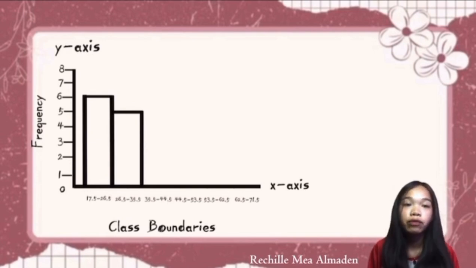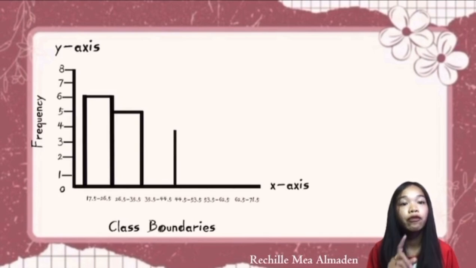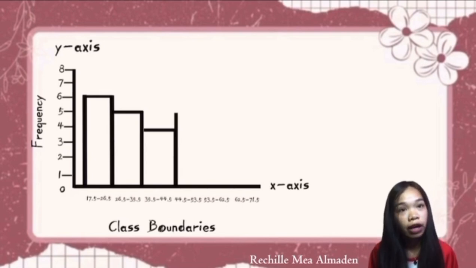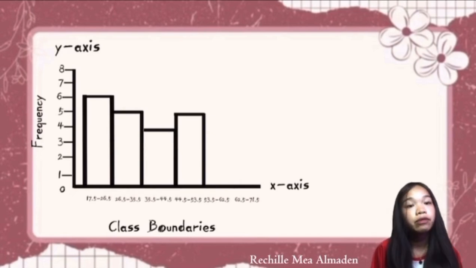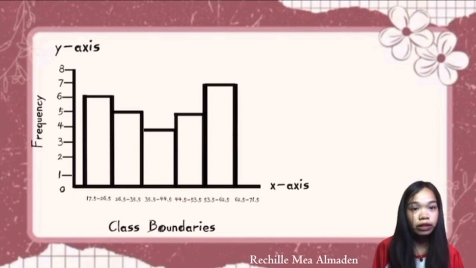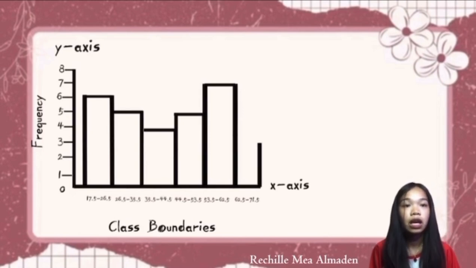So, sa ikatulo is 35.5 to 44.5. So, iyang frequency is 4. So, ikuha na nato siya, i-drawing ang bar. So, ang ikaupat is the 44.5 to 53.5. So, iyang frequency is 5. So, next is 53.5 to 62.5. Ang iyang frequency is 7. So, i-drawing that. So, ang next and the last is 62.5 to 71.5 which is ang iyang frequency is 3.